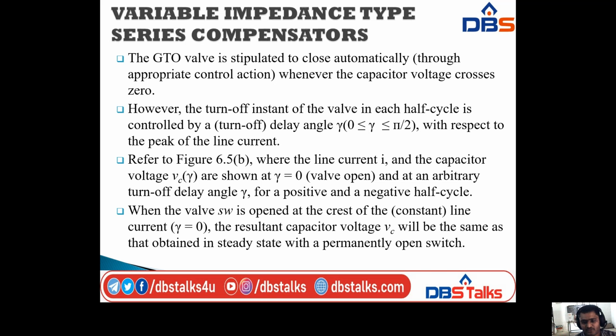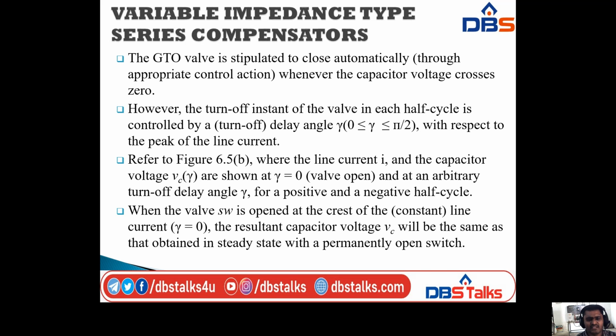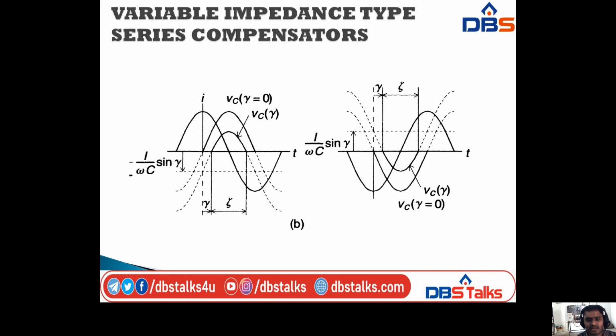I will show one more diagram, a waveform diagram. This diagram shows the positive half cycle and negative half cycle of the GCSC. Here the line current I and the capacitor voltage VC are shown at gamma equal to 0, that is the valve open or switch open condition, and at an arbitrary turn off delay angle gamma, for positive and negative half cycles.